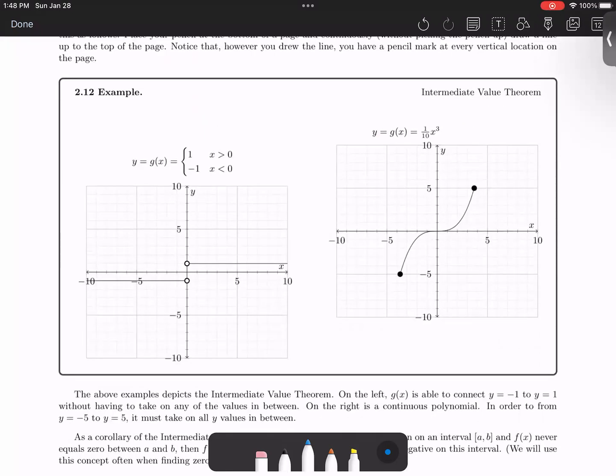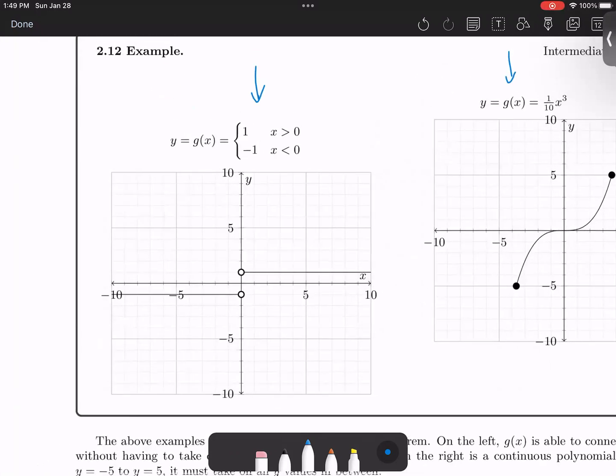We have a discontinuous function. So the intermediate value theorem will not apply to this. We'll see why it breaks the intermediate value theorem. And then we'll have a continuous function in which, of course, the intermediate value theorem has to apply. So think about this discontinuous function. Over here on the negatives, the function returns a value of -1. Over here on the positives, the function returns a value of +1.